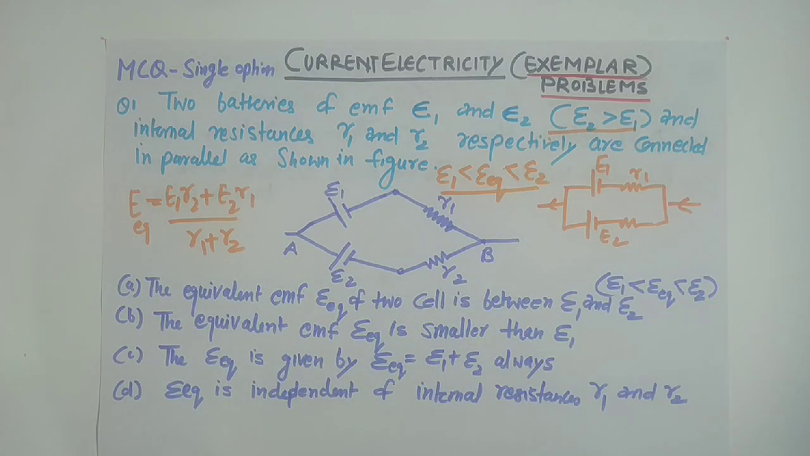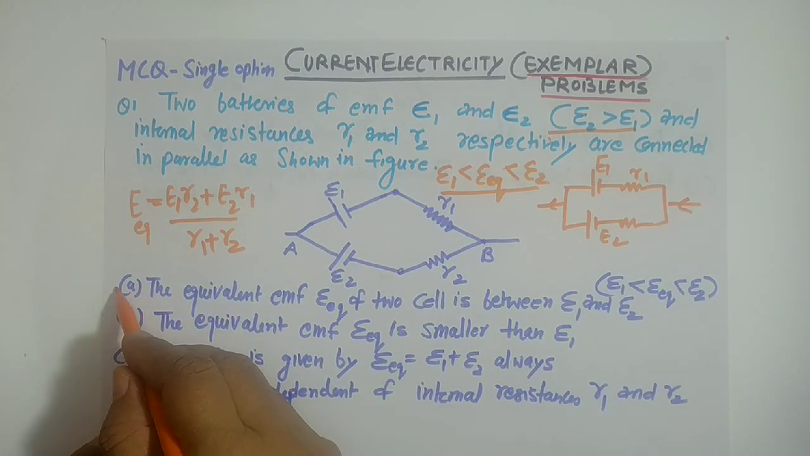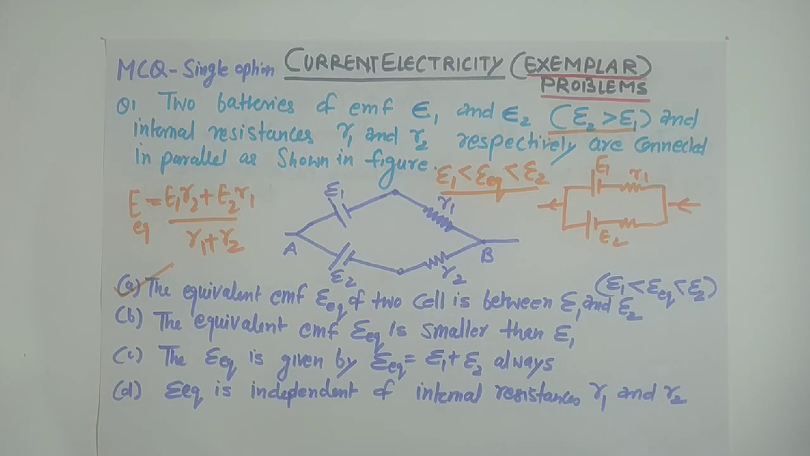So this is the first question. The equivalent EMF lies between E1 and E2. Very simple. Got it? So this is the expression and this will be the answer.